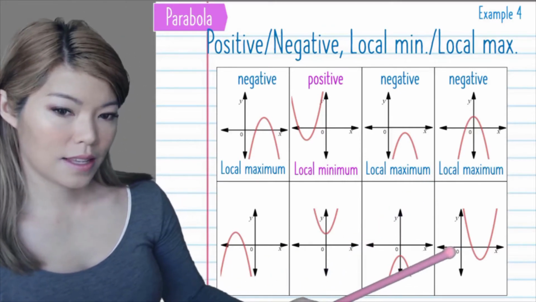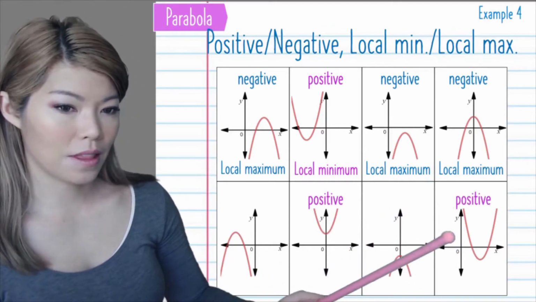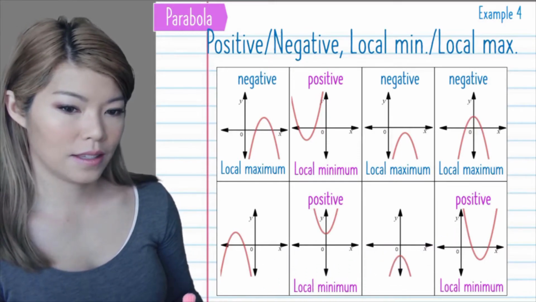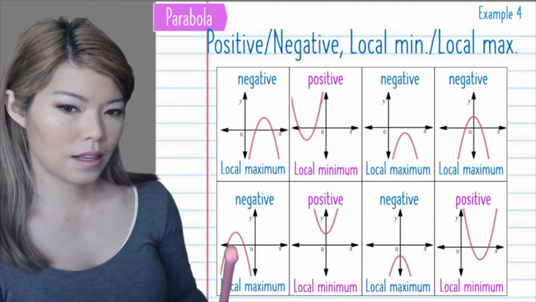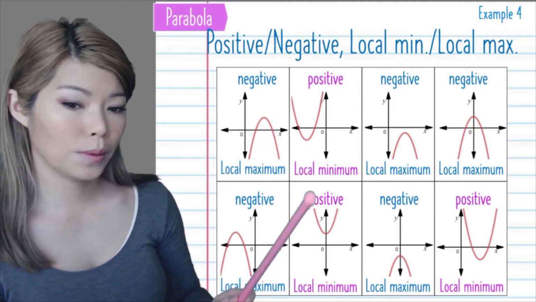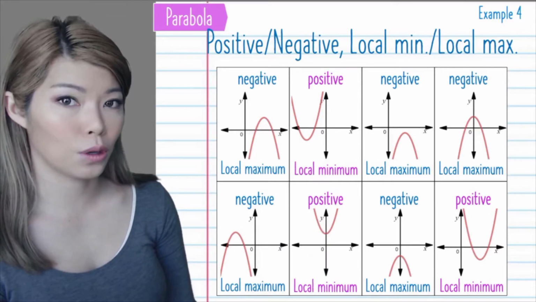Which of these are positive? That one. And which of these are negative? This one and that one. So the negative ones always have a local maximum and the positive one always has a local minimum.